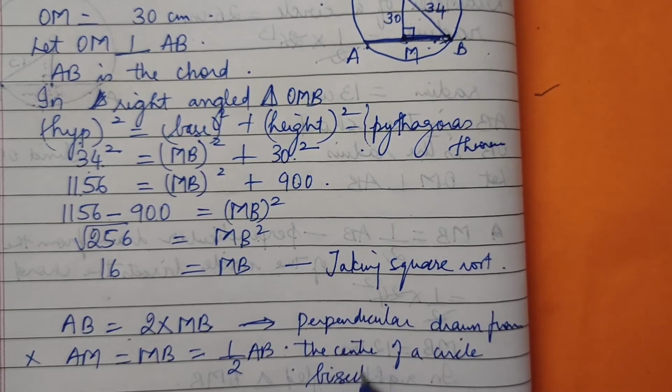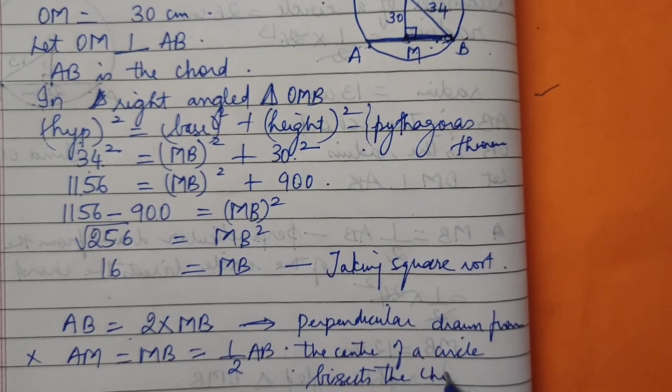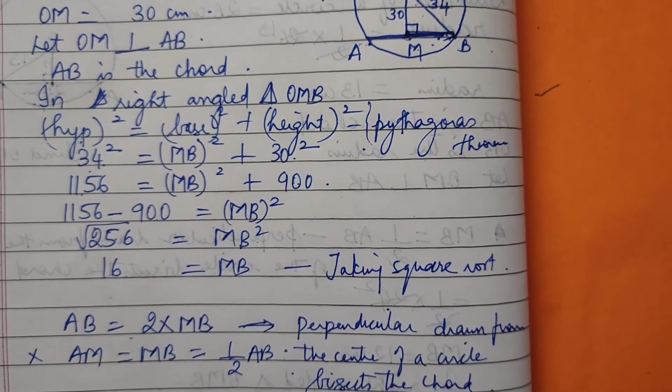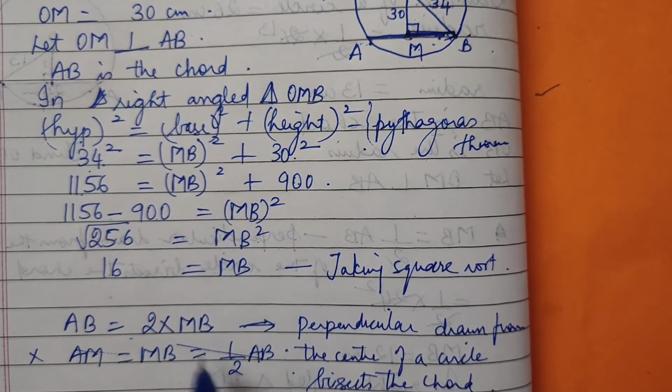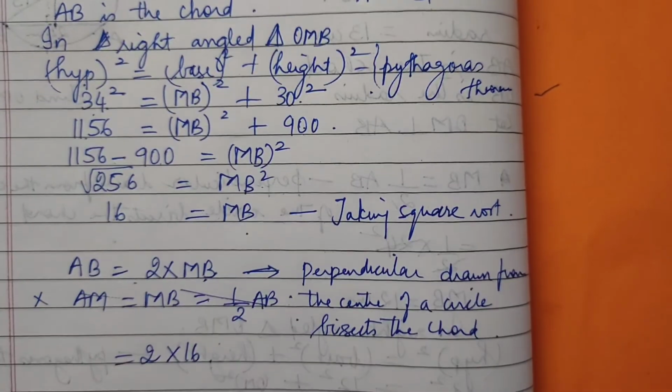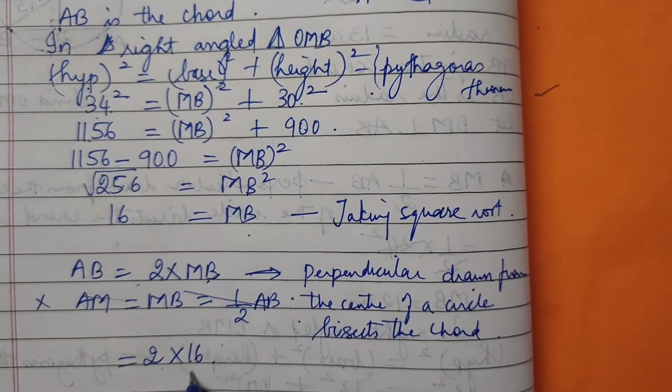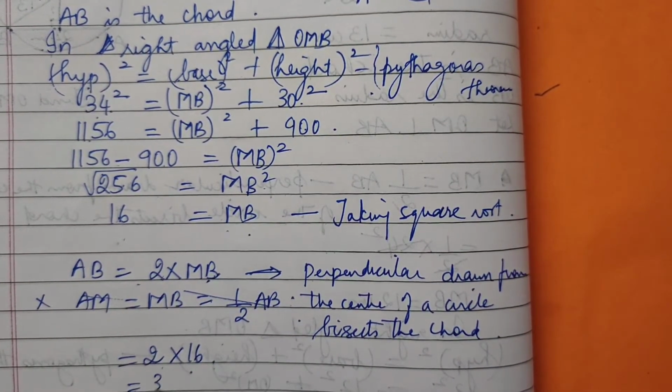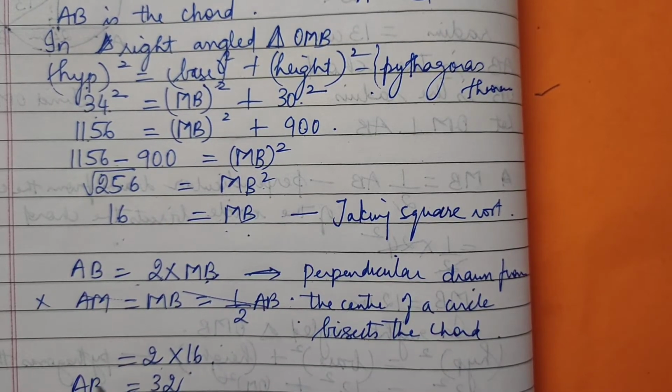Bisects the chord. So what we are going to do? We are going to write it. Now what we have written, 2 into MB. MB कितना मिला है? 16. तो 2 गुना है ना, 2 into 16. 2 into MB, MB is 16. So how much we got? 32. So we got AB as 32.